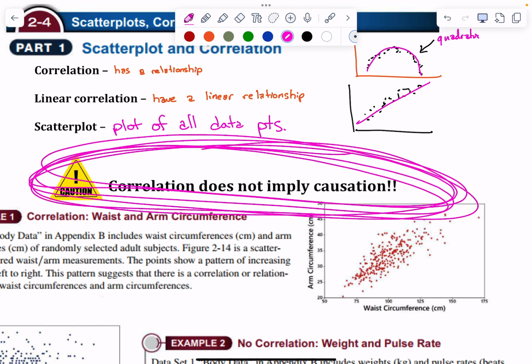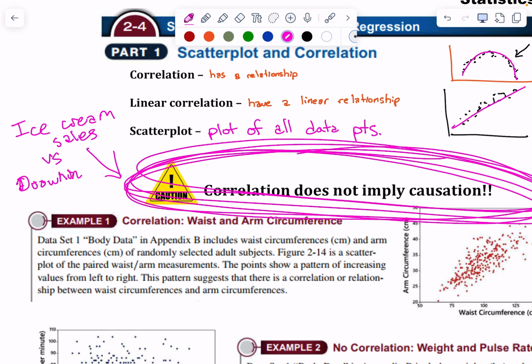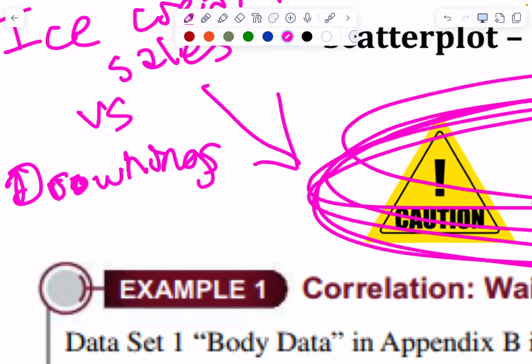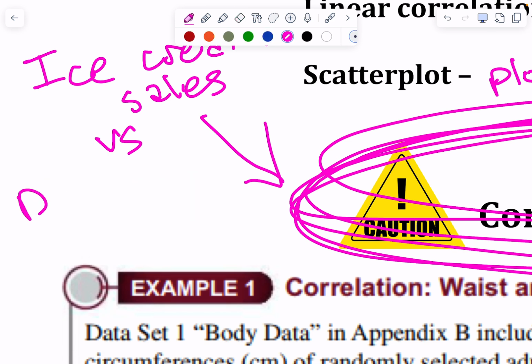Just because two things are correlated, just because there's a relationship between two things, doesn't mean that one causes the other, true? My very big example is ice cream sales versus drownings. Drownings. D-R-O-W-N-I. Let me start again. D-R-O-W-N-I-N-G-S. Is that drownings? Probably.